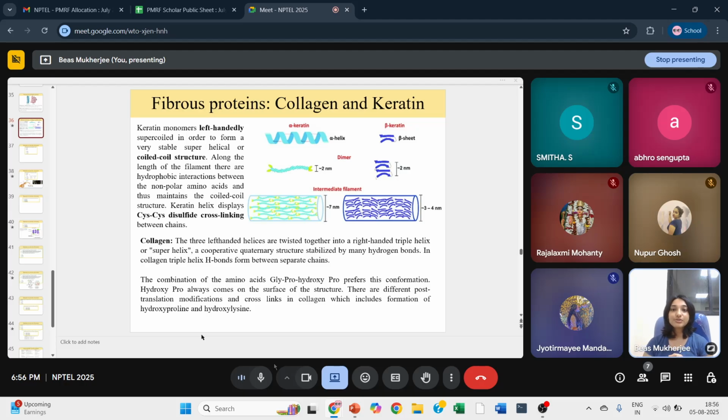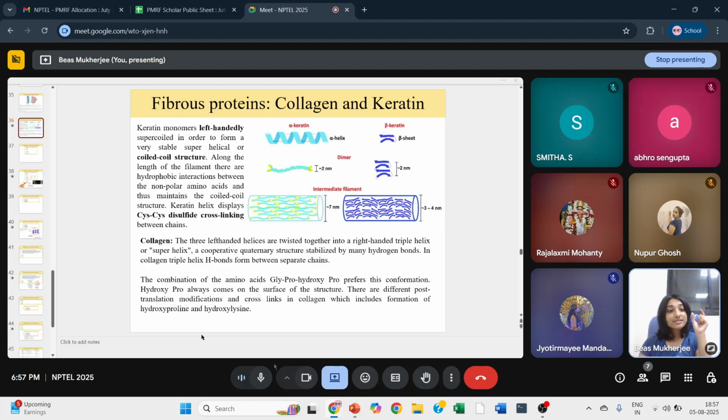And then collagen. So the left-handed helices are twisted together into a right-handed triple helix or super helix, in a cooperative quaternary structure stabilized by many hydrogen bonds between separate chains. Okay, so collagen is made up of 3 left-handed helices twisted together into a right-handed triple helix. That is very interesting. Now the combination of these amino acids, this is the place from where you get a question.